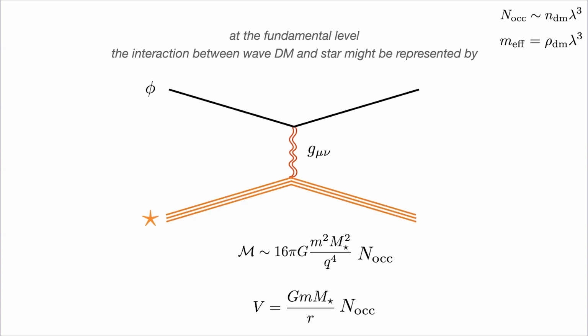Again, this is a very naive picture, but if we recall the definition of effective mass, this effective mass is nothing but the product of this particle mass and occupation number, because the occupation number is density times the volume given by the wavelength. So mass times this occupation number is going to give us an effective mass of this quasi-particle.